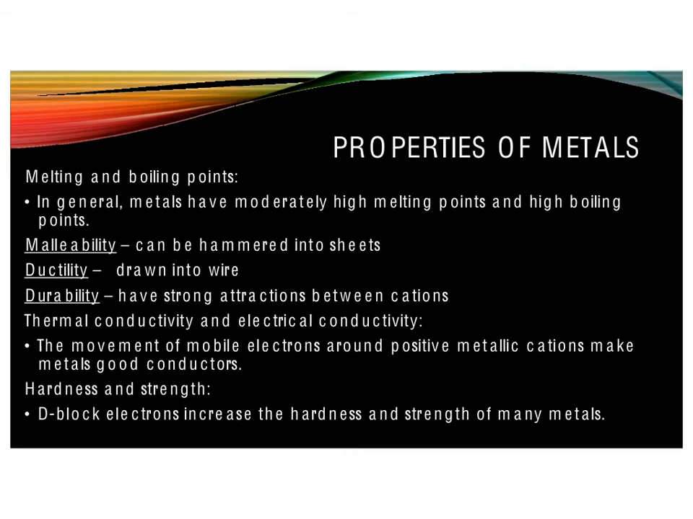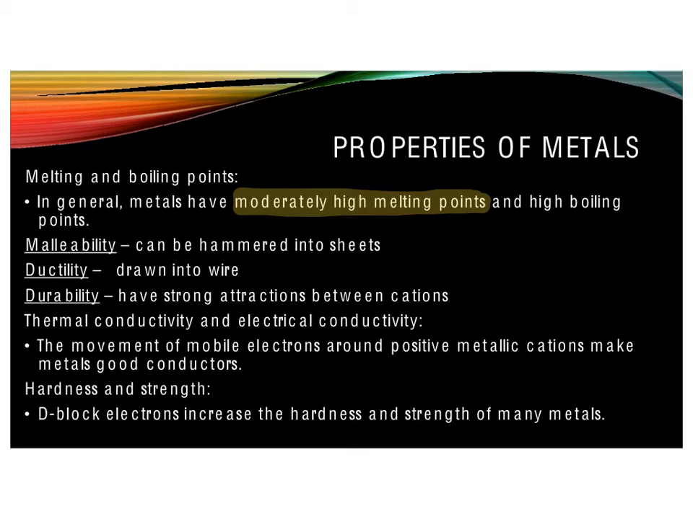Some of those cool and nifty properties that we were talking about involve melting and boiling points. Metals have moderately high melting points. They usually don't tend to be as high as ionic compounds, but they tend to be higher than non-metal melting and boiling points and covalent compound melting and boiling points. So that's why I'm saying moderately high.